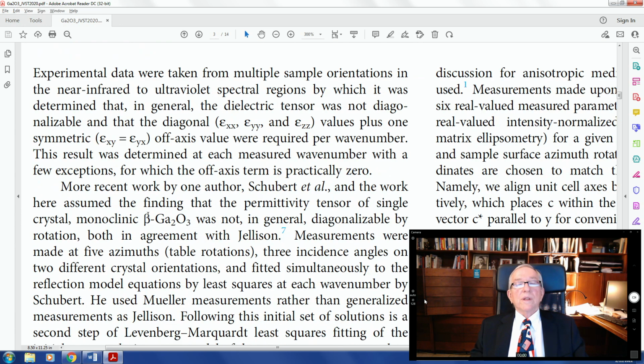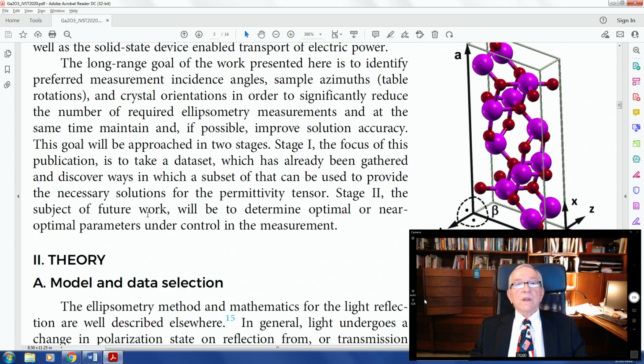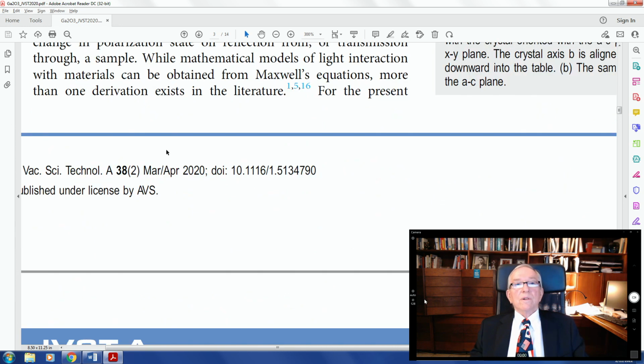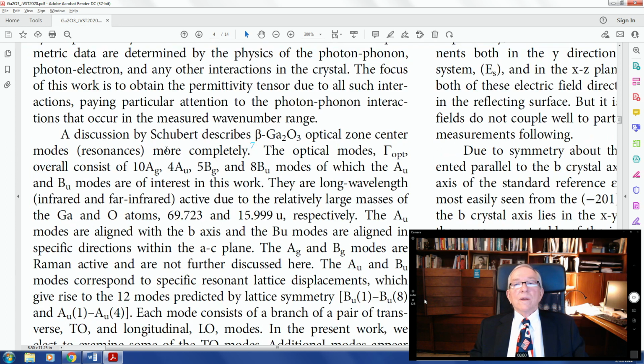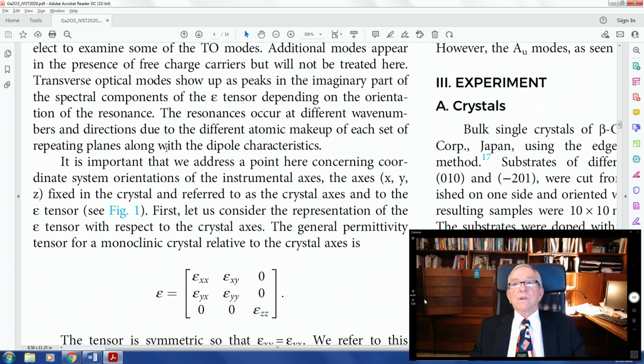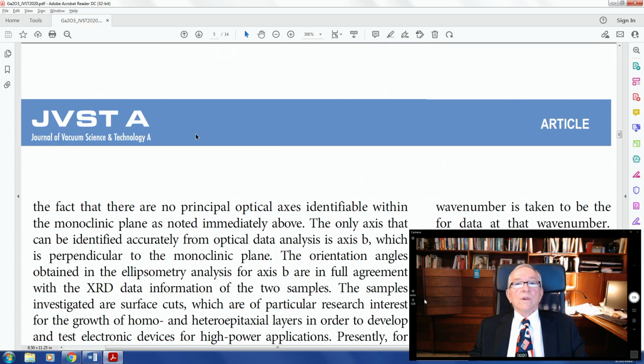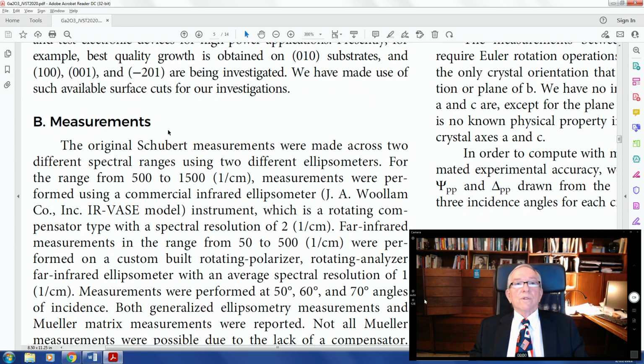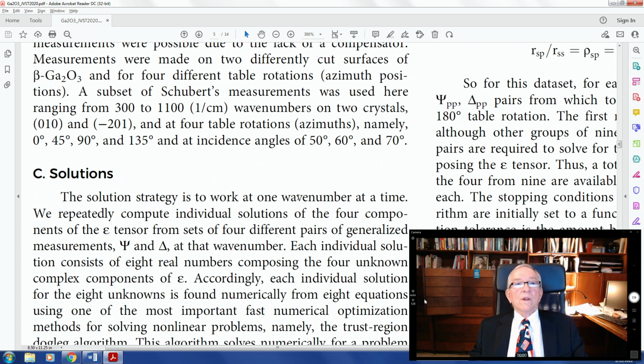Again, purposely, it's big enough that you can possibly see it. Here's a nice figure. Here's the theory section, and we're going down through. Here's the experiment, how the crystals were made, and so on and so forth. We go further down, how the measurements were made, and so on. And then the solutions. How did we find solutions, mathematical solutions?